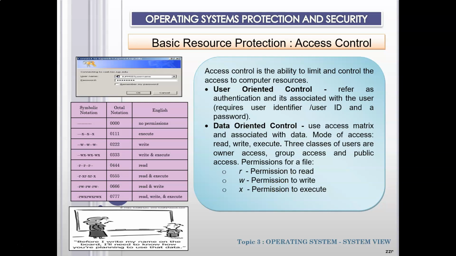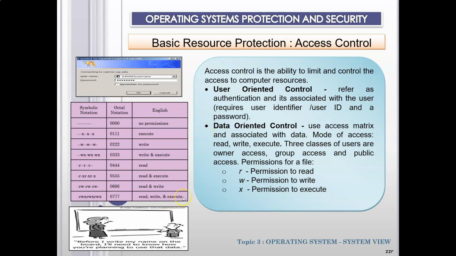For example, the user can run the file, such as your installation file. If you put w, the user can only write on it. For example, the user can open the Word file and write on it, but they cannot execute, and they cannot save the text. And then write and execute, read only, read and write, and full access.